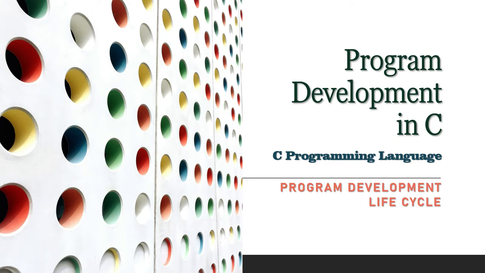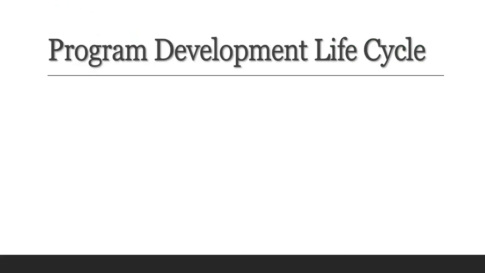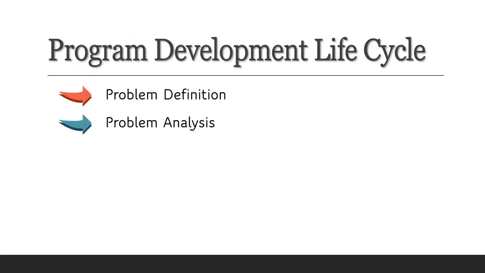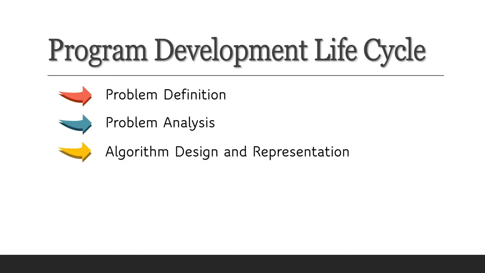So let us start with the program development life cycle. Like any other life cycle, you have to go through different stages or phases. You cannot skip from one phase to the other. You have to do it step by step. For the program development life cycle, we follow problem definition, problem analysis, algorithm design and representation, and coding and debugging.